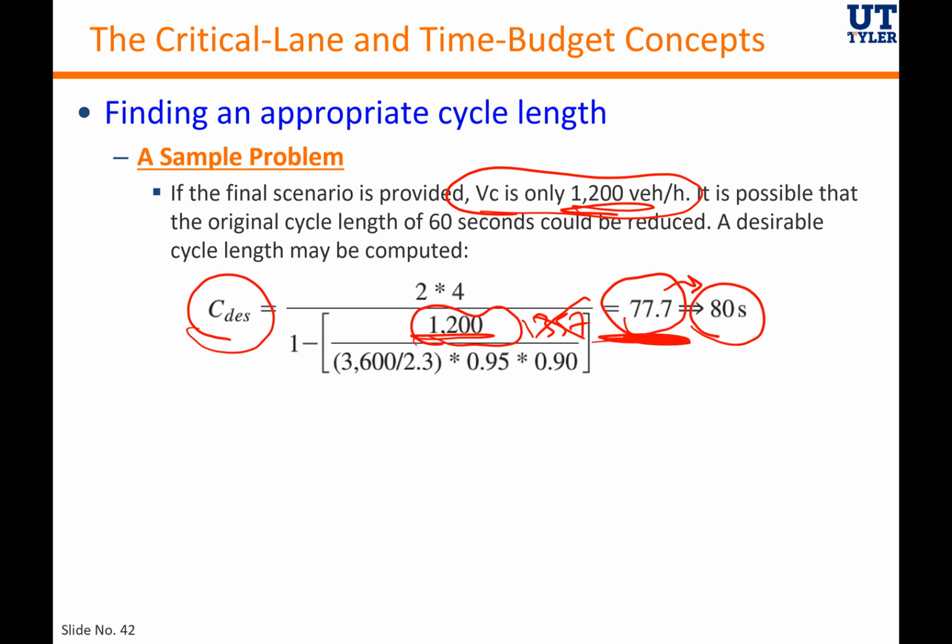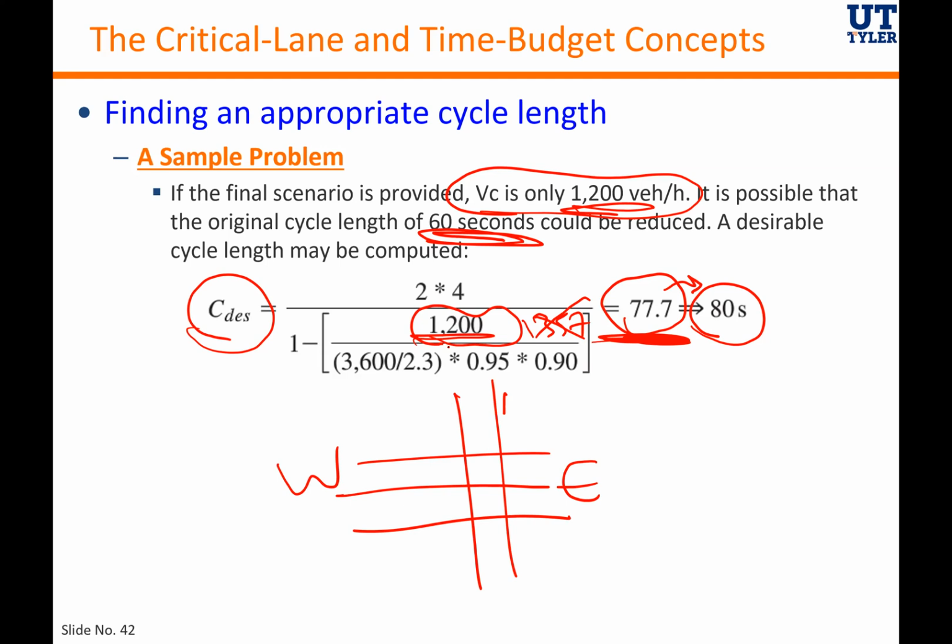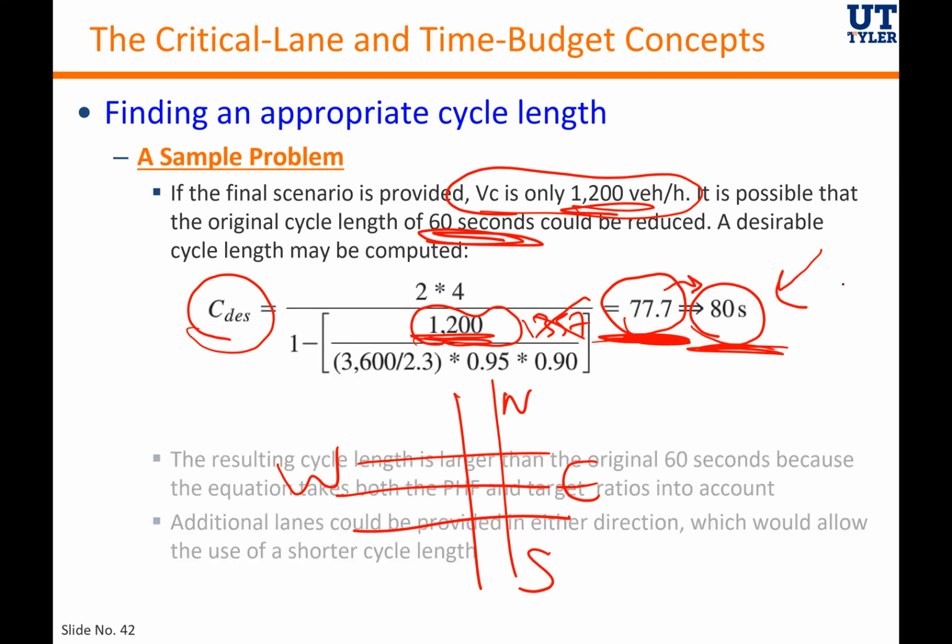So the original cycle length was 60 seconds, but now, after the design problem, we know that there are 3 lanes in the east-westbound and 2 lanes in the north-southbound. This triggers that the maximum critical lane volume of flow is 1200, not 1357, and therefore we have to repeat the calculation. And now the new desirable cycle length is 80 seconds, not 60 seconds.